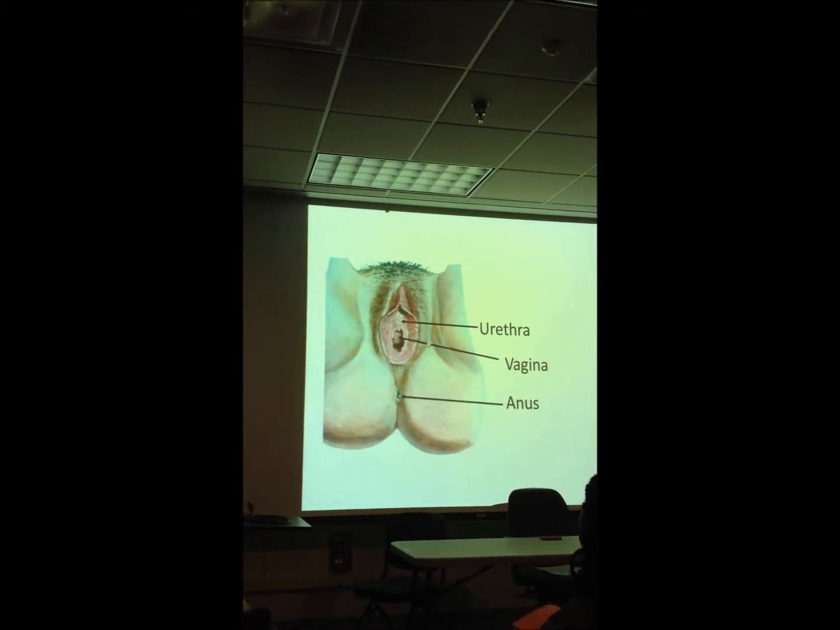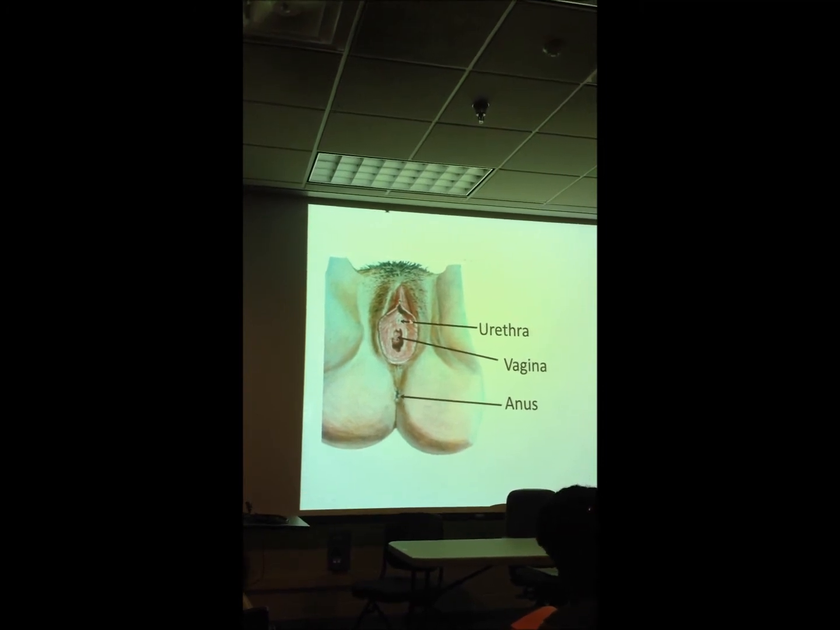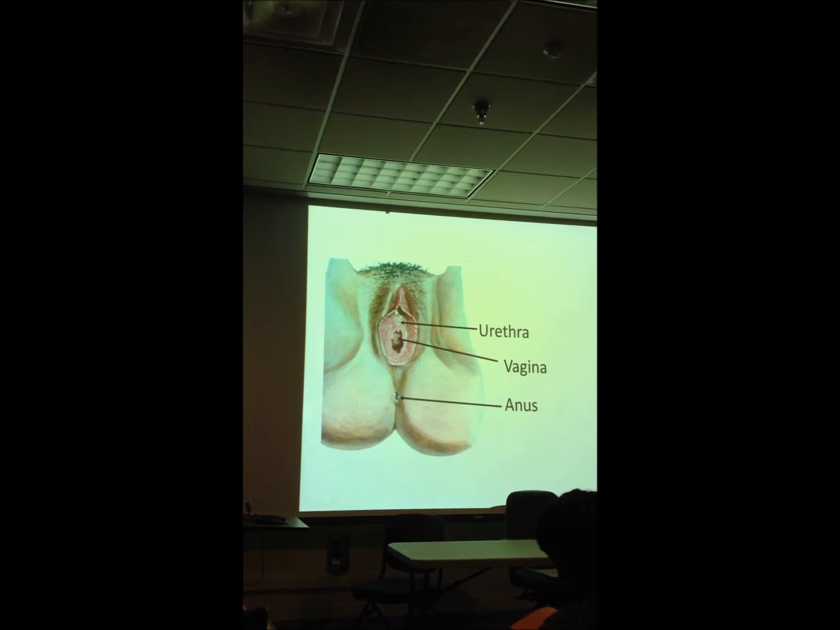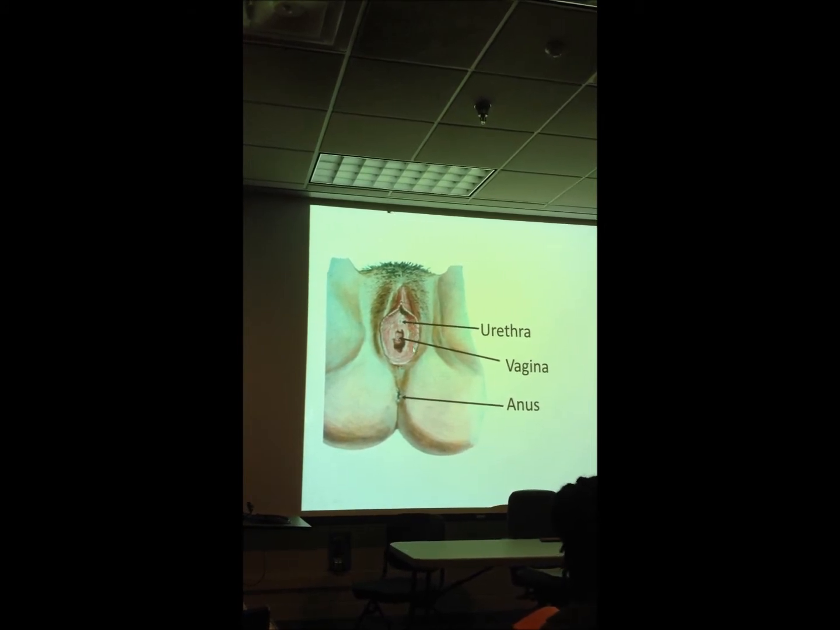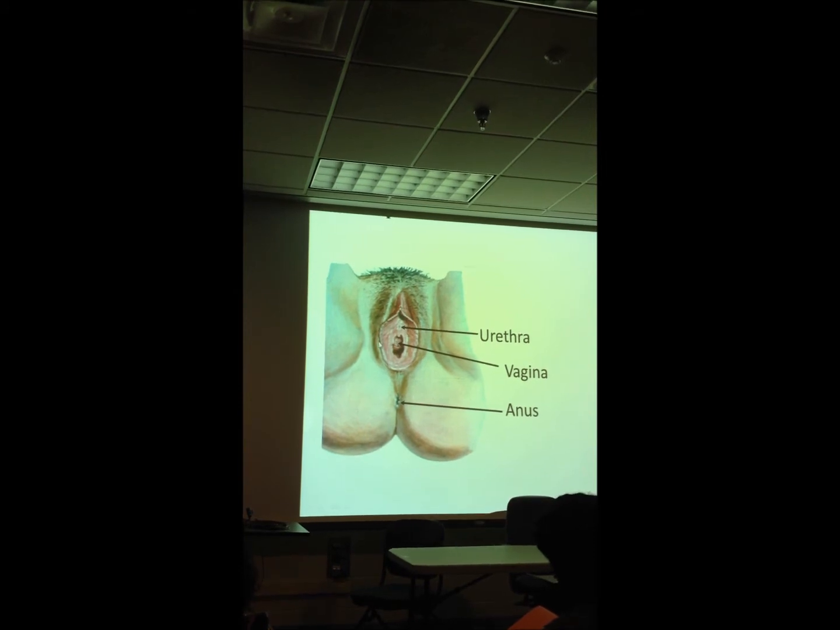Okay, in the female, we want to know what's anterior, what's posterior, and what's intermediate. And this is going to be called the vestibule. This is not the vagina. This is the vestibule, and it's bordered by the labia minora. These are the labia majora, okay?